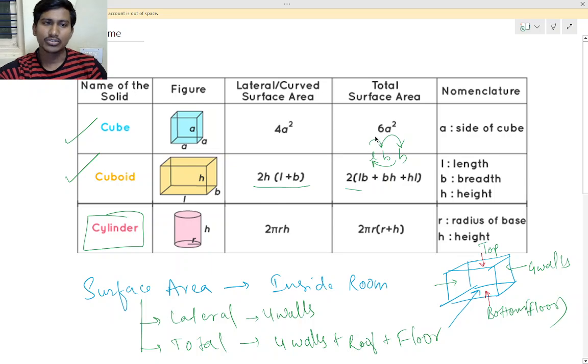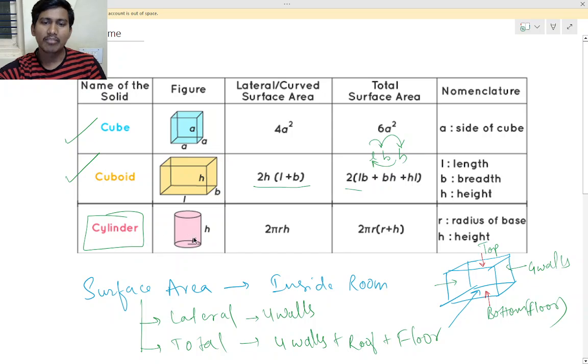6a square. Okay, good. So cuboid, how do you find cuboid lateral surface area? 2h into l plus b. And total surface area, how do you find? 2 into l into b, b into h, h into l. And cylinder, how do you find for cylinder?